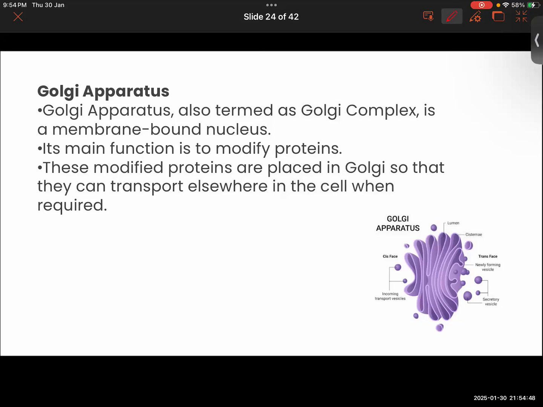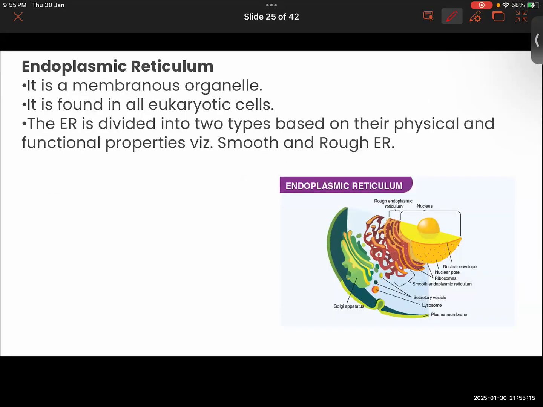Then you have the Golgi apparatus. The Golgi apparatus is present in plant cells, animal cells, basically in both. The main function of the Golgi apparatus is to modify proteins. So what happens? The main organelle where protein production takes place is the endoplasmic reticulum. This is the endoplasmic reticulum over here, the one where I'm pointing.